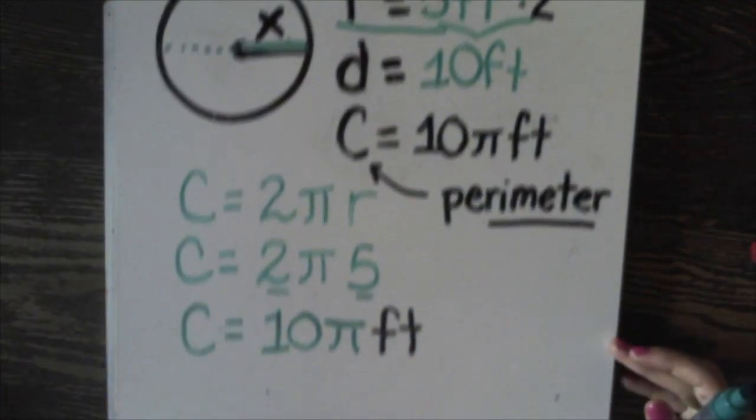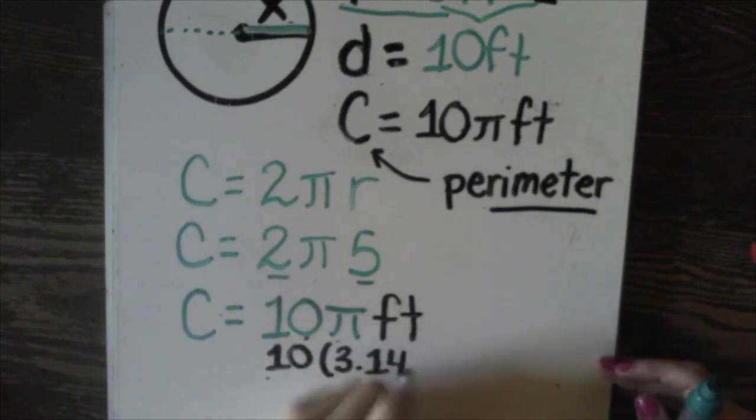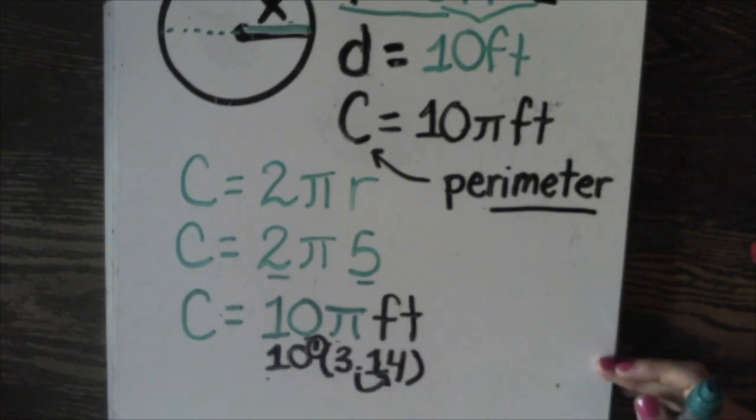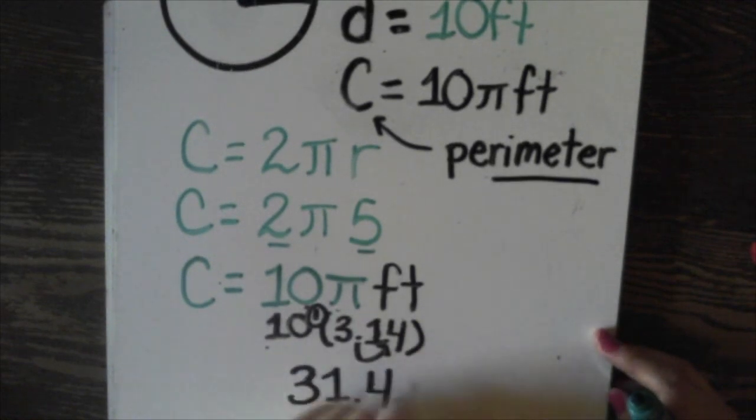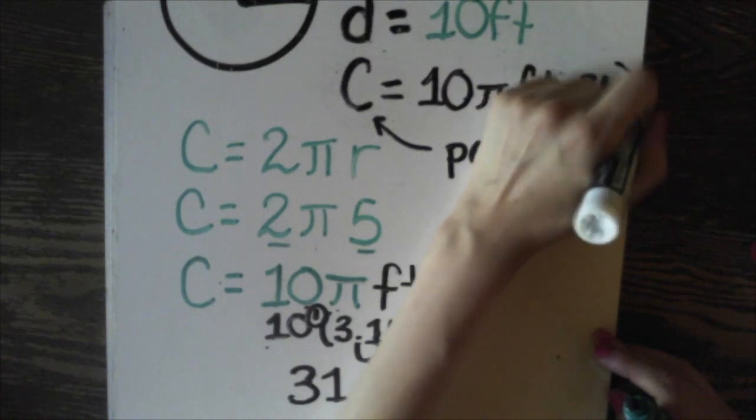We can also multiply this to get 10 times 3.14, which is 10 to the first power, and that means we move the decimal over 1 time, 31.4 feet. Both answers would be correct.